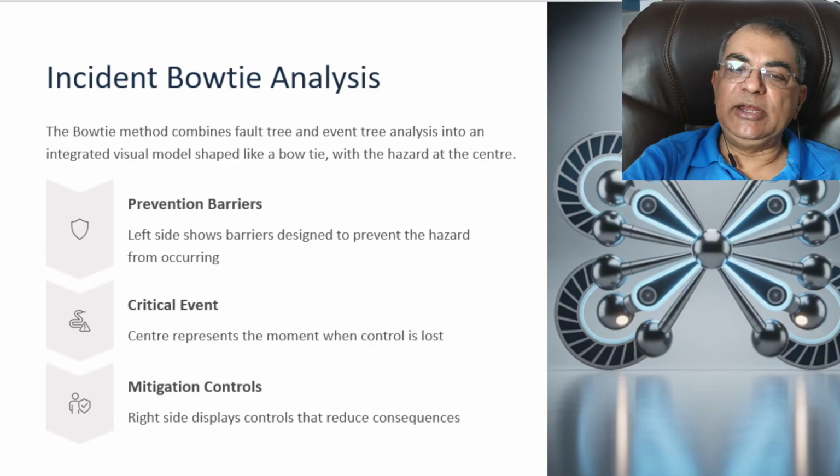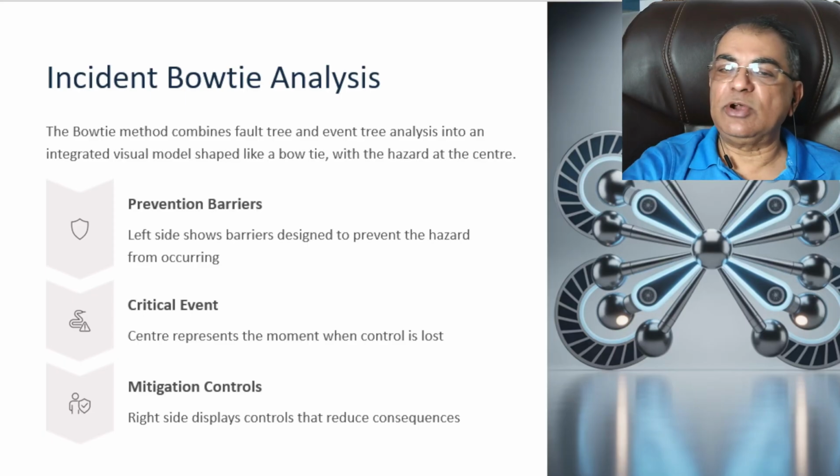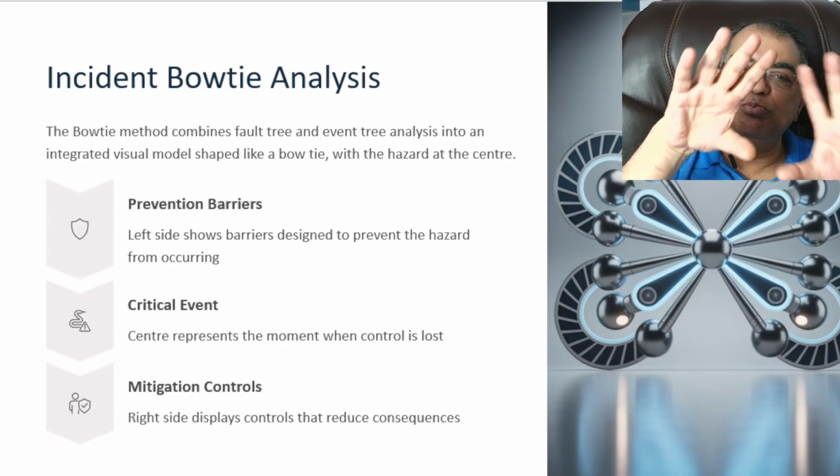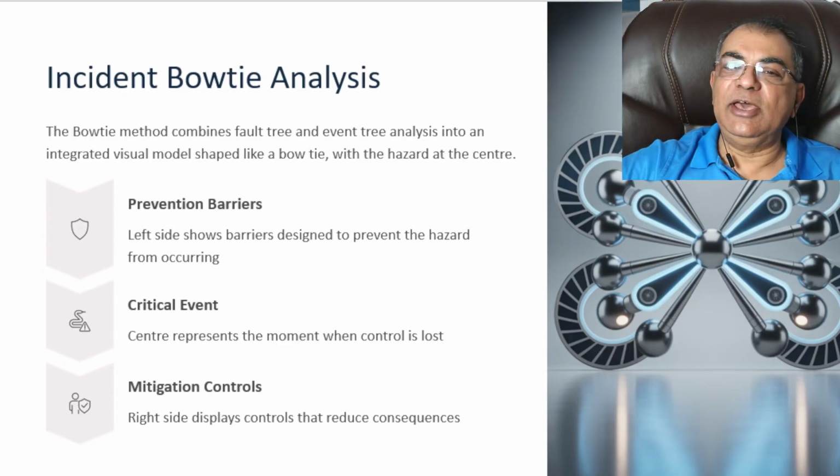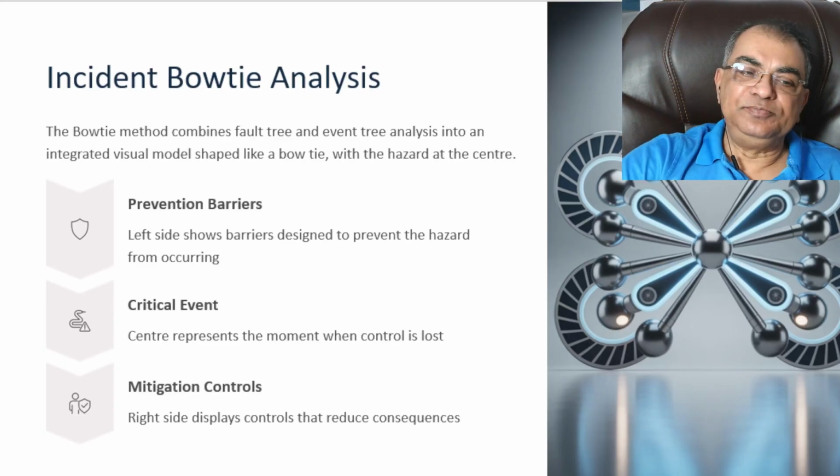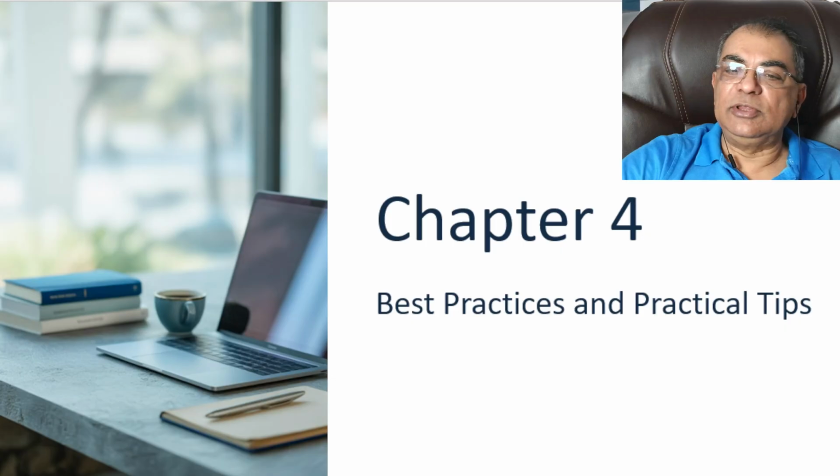The critical event at the center represents the moment when control is lost. Okay, so mitigation control is the right side, which displays controls that reduce consequences. If you prepare it, you can see where things have failed. In detail, you will watch my next video on all these things.